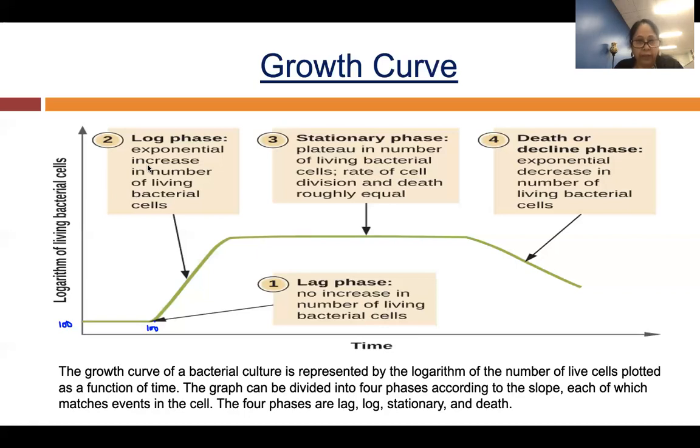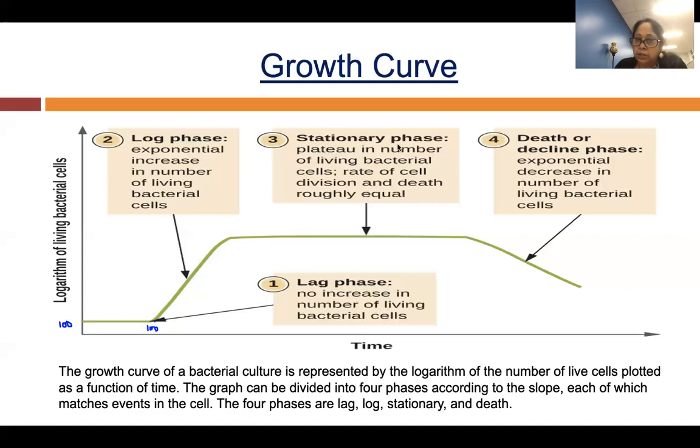Now, the log phase: bacteria start multiplying by binary fission, and over the next few minutes or few hours or few days, they will continue to grow exponentially, as long as they have the supply of nutrient media.